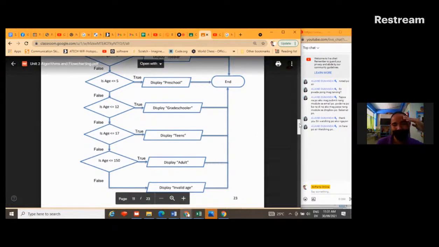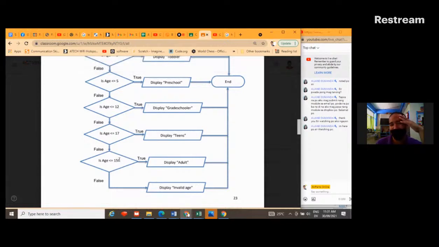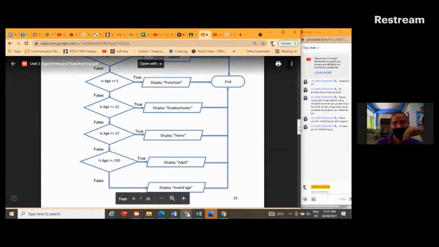By the way, the average lifespan of Filipino, as what I've read, is around 70 years old. So if you got 150, you're very lucky.